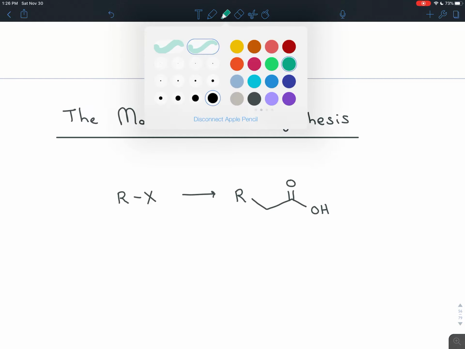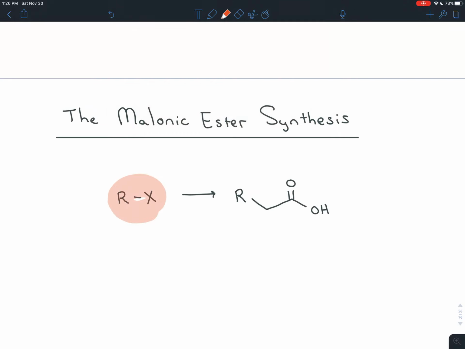If you read this left to right, then you would see an alkyl halide. And what this statement is telling you is that if you have an alkyl halide, then you can make a carboxylic acid. Now, you would add two carbons in the process, but you can make a carboxylic acid out of any alkyl halide using the Malonic Ester synthesis. That's one statement that you can get out of this chemical sentence.